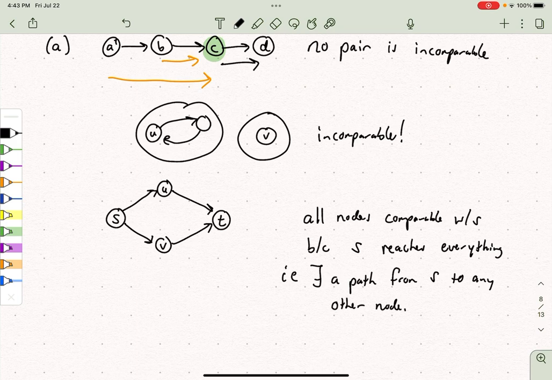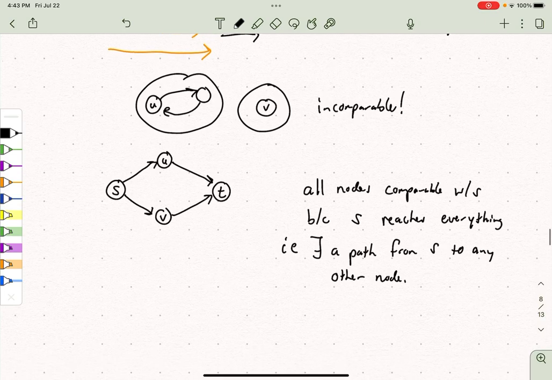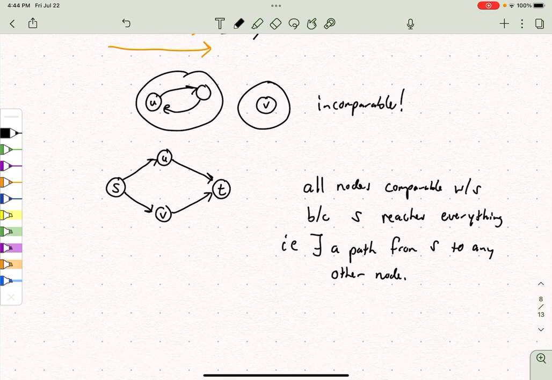And similarly for T, everything can reach T. So S and T are out of question. So the only options here for incomparable nodes would be U and V. And I claim that actually they are incomparable. So why is this? Well, U can't reach V, obviously. And also, V can't reach U.